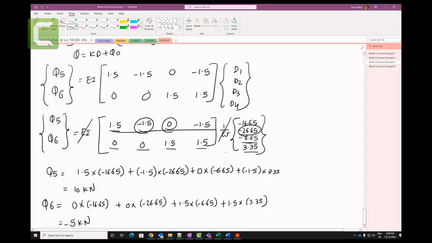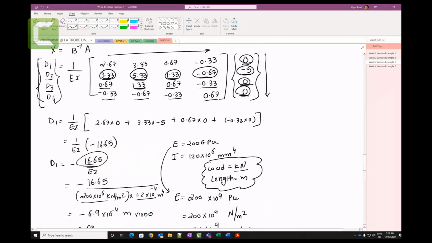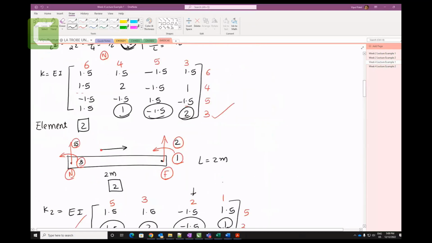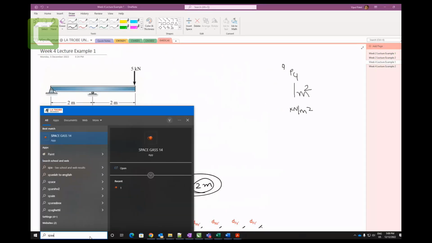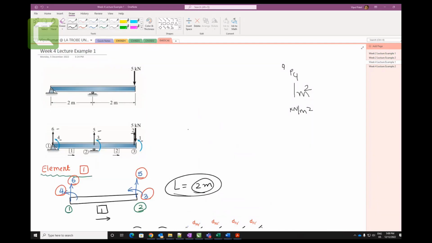I will show you this. We can do these examples first in the space case, because it should give you the same results. So let me open the software, space case.